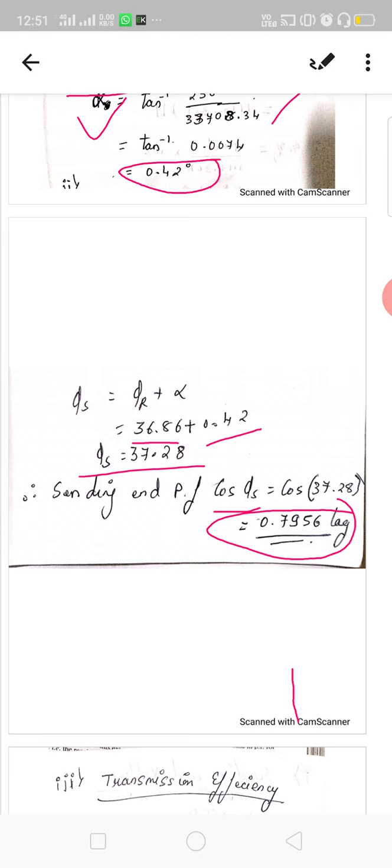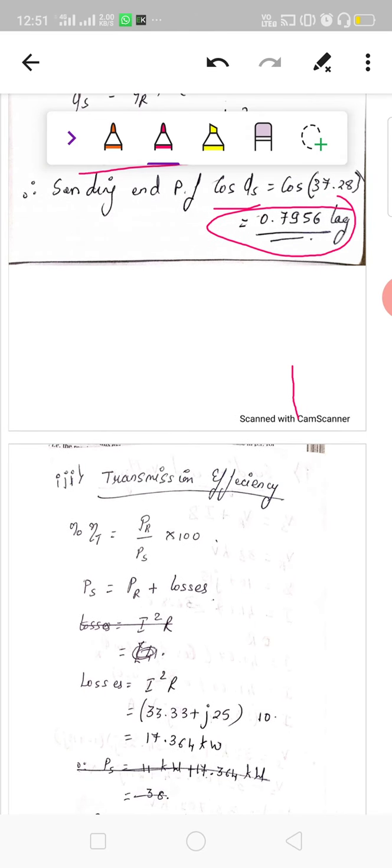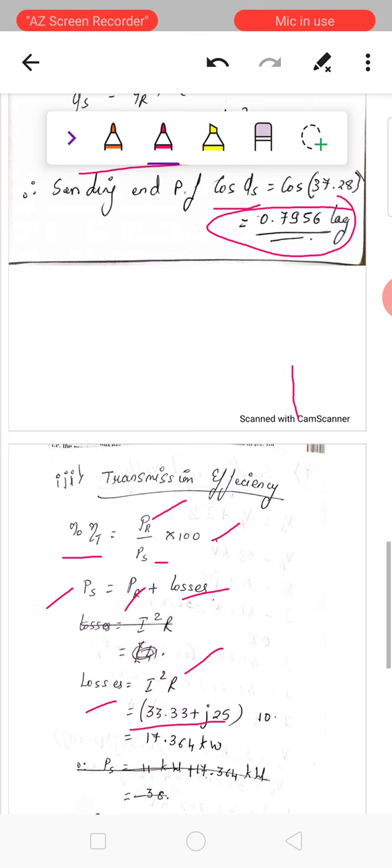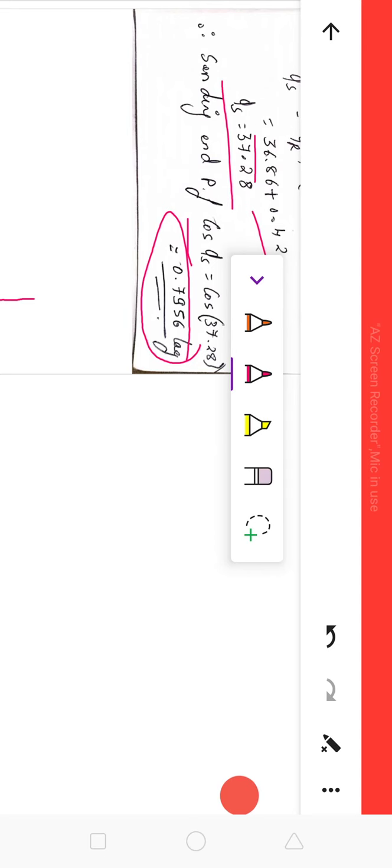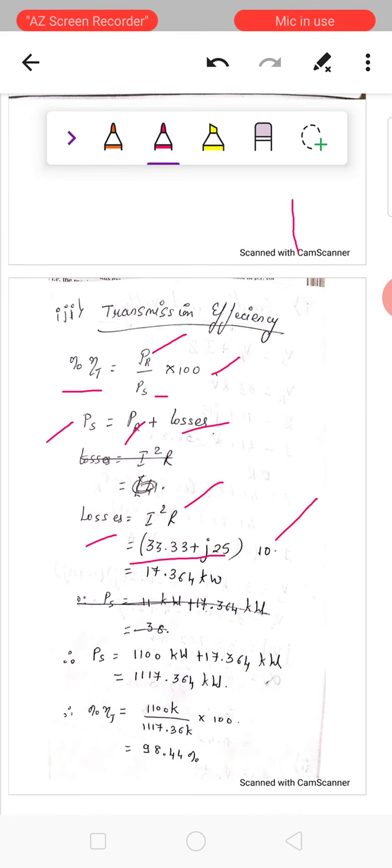Now the third bit is calculation of transmission efficiency. The efficiency formula we know: output power by input power into 100, where input is equal to output plus losses. So first I'll calculate the losses. Losses is I squared R. I we have already calculated, and R given is 10. See, losses cannot be I squared Z, it is only I squared R. So the value of losses works out to be 17.364 kilowatts.